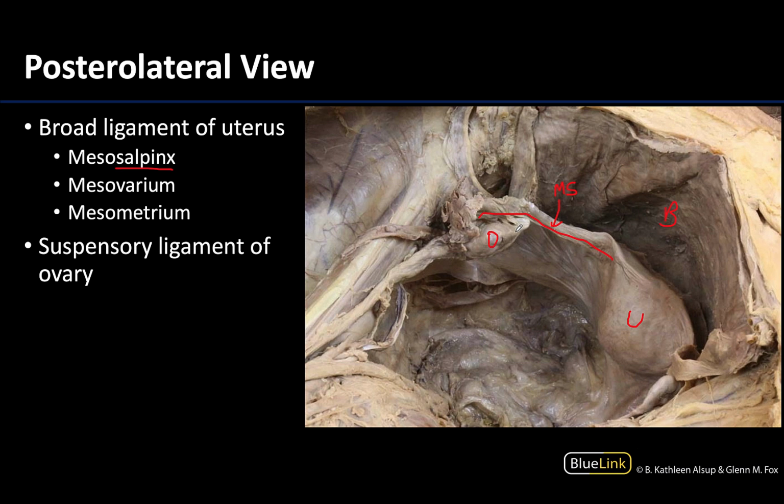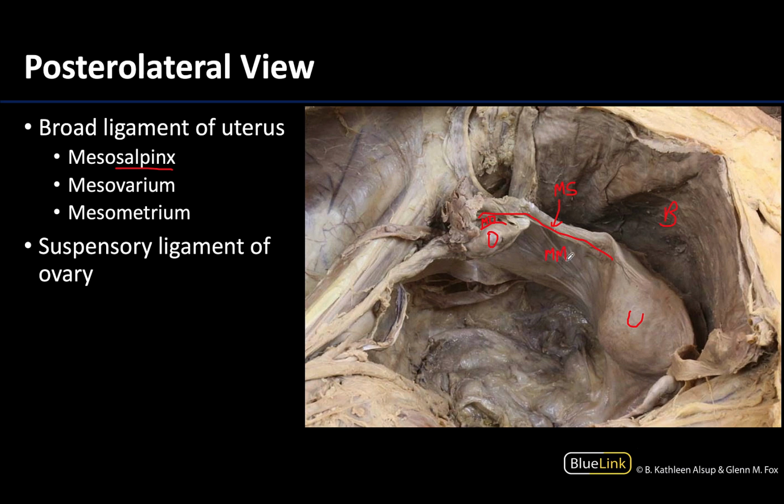The mesovarium is located on the anterior surface of the ovary. So it's going to be right in this region right here. Since we're looking at a posterolateral view, this right here would be the anterior surface of the ovary. So the mesovarium will be right in that anterior portion, and it's actually the smallest portion of the broad ligament. And all of the rest of the broad ligament of the uterus is the mesometrium.